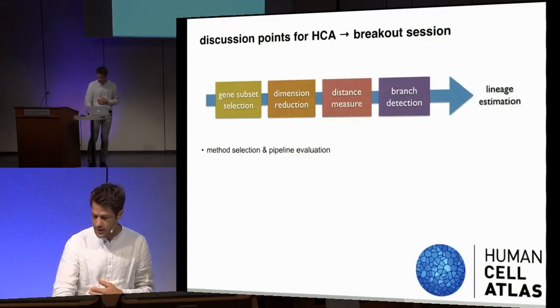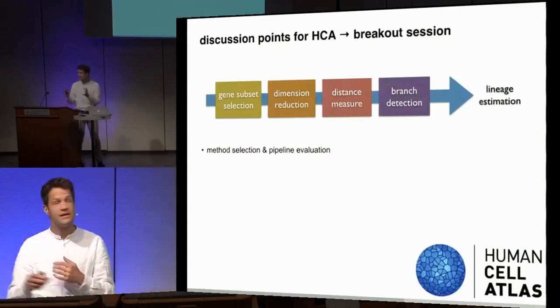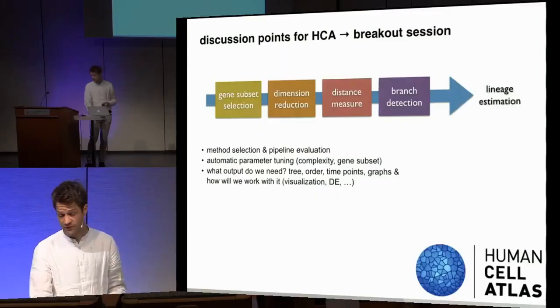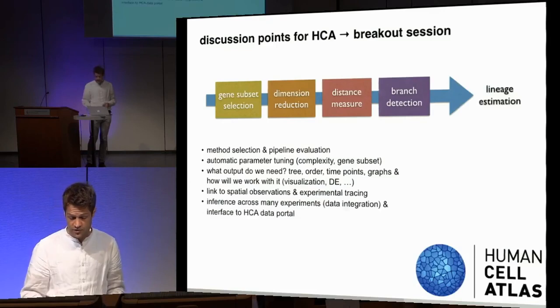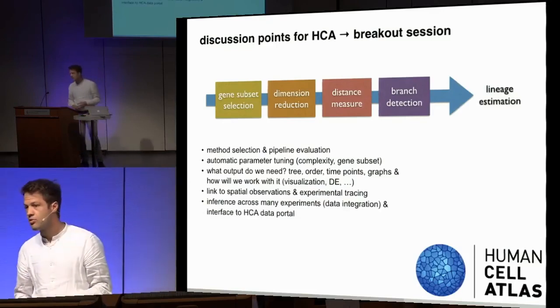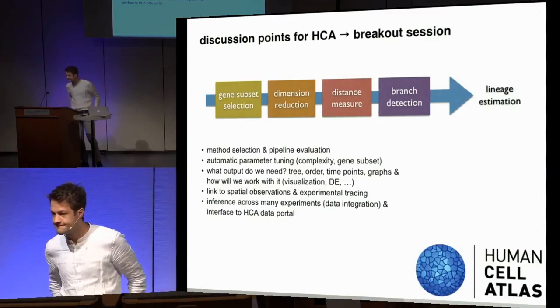Last slide for that. I think this is a general idea of how these algorithms are set up: subset selection, dimension reduction, measure distance, and potentially detect branches. And we could juggle one feature from one method and put it into another. And I think some type of evaluation would be excellent for the atlas. Then have some tuning. We should determine what type of output we need, link this to tracing, and in the end, of course, apply this to the data in the HCA portal. Thanks very much.